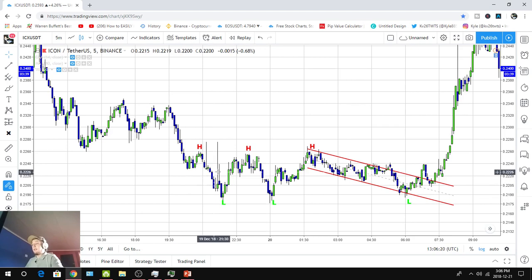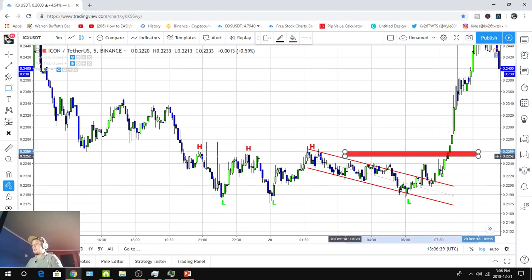Because we identified a high point and a low point, now you can say, okay, fine. Let's put our line across. We just identified the tops and bottoms. Let's now put the line across.